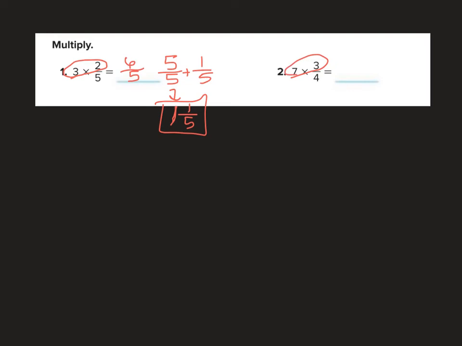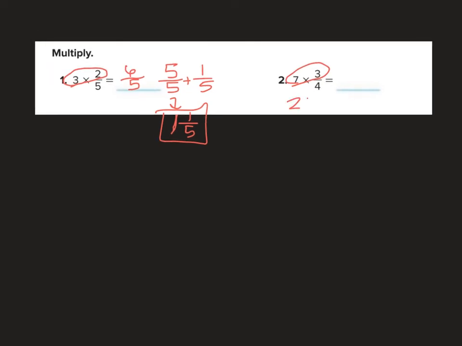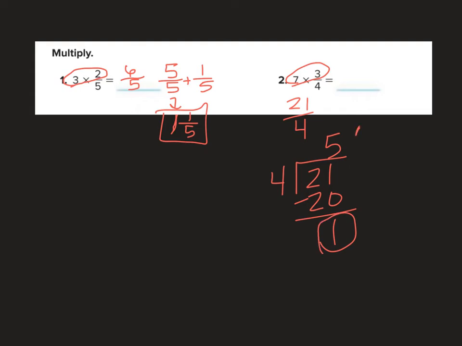7 times 3 is 21 over 4. Denominator doesn't change. So I'm going to do top, oops, not 12, 21. Top 21 divided by 4. That's going to be 5, minus 20. I have 1 left over. This is my numerator. This is my denominator. 5 1/4 is my answer. Neat. Let's try some more.